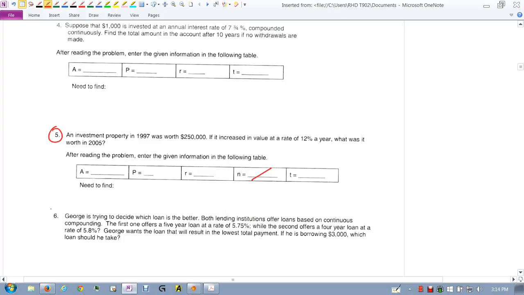I like 6. George is trying to decide which loan is better. Both lending institutions offer loans based on continuous compounding. First one offers a 5-year loan at a certain rate, the other one a 4-year loan at a different rate. George wants the loan that will result in the lowest total payment. If he's borrowing $3,000, what should he take a loan on? Well, but it's a different rate.